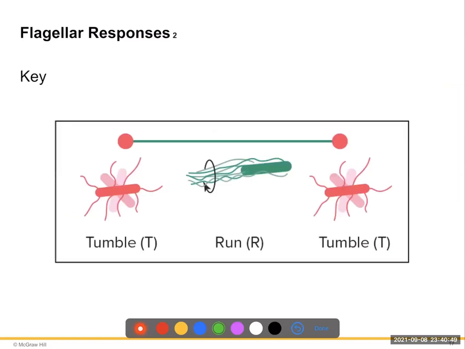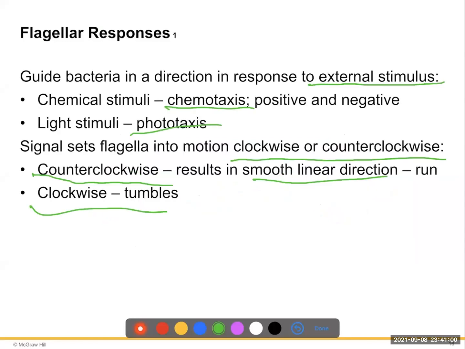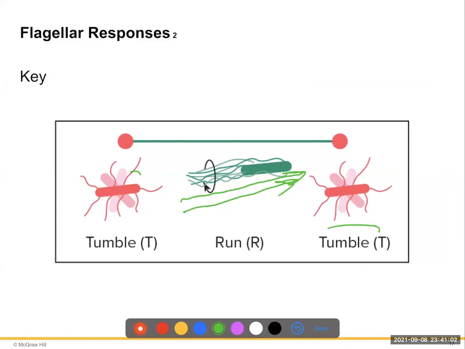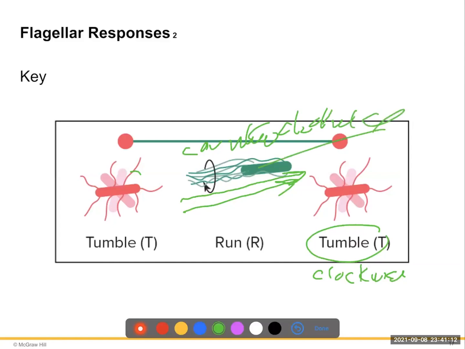You can see what tumbling is, the flagella is going to move around, and clockwise rotation, it's going to move in a linear direction. Counterclockwise, I said that backwards, didn't I? Clockwise makes it tumble, so this would be clockwise. And counterclockwise makes it go in a linear direction.